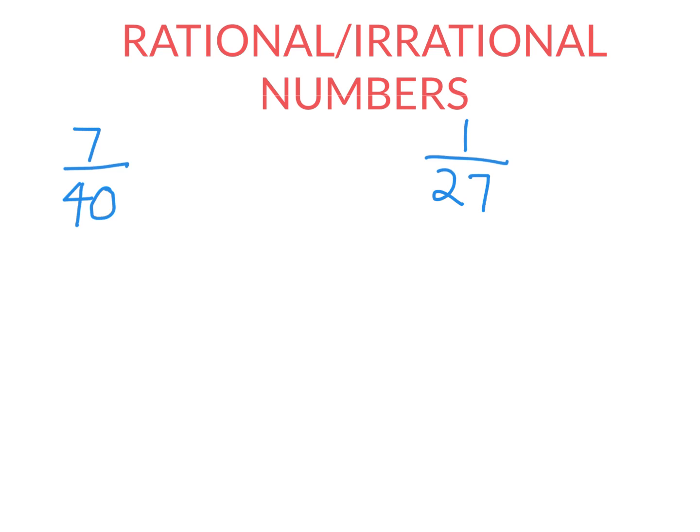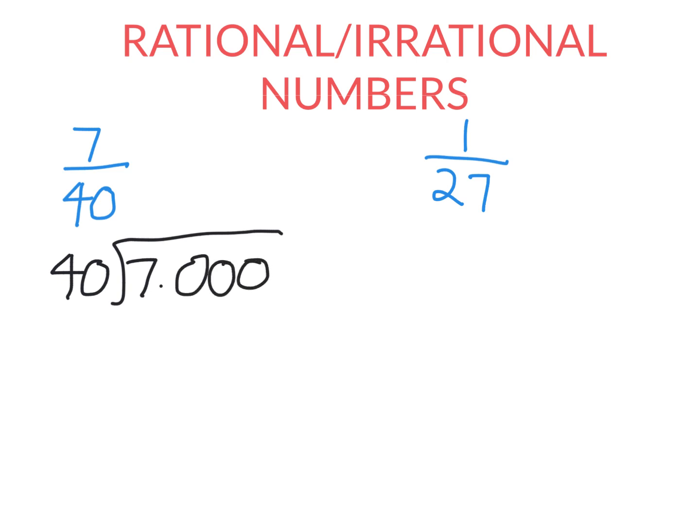So for 7 over 40, we're saying how many times does 40 go into 7? So just put a few zeros here. It doesn't matter if you write the wrong number of zeros. So 40 into 7 goes 0 times remainder 7. 0 times 40 is 0. You need 7 more to get to 7. So decimal point goes above decimal point.